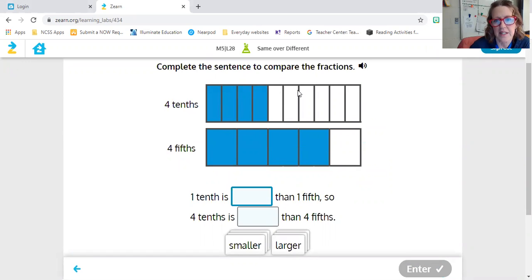Okay, complete the sentence to compare the fractions. 1/10 is blank than 1/5. Is it smaller or larger than 1/5? So we're looking at this shape right here and this shape right here. And we say that 1/10 is smaller than 1/5. So 4/10 is smaller than 4/5.